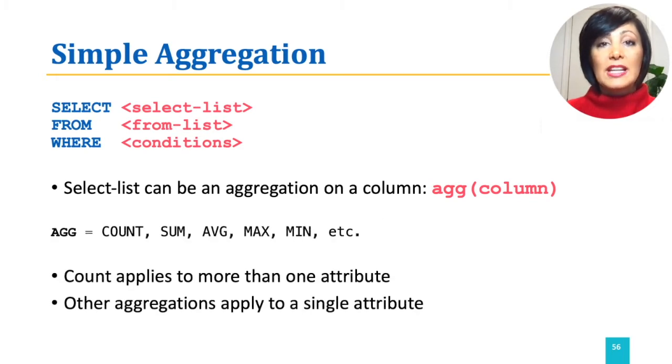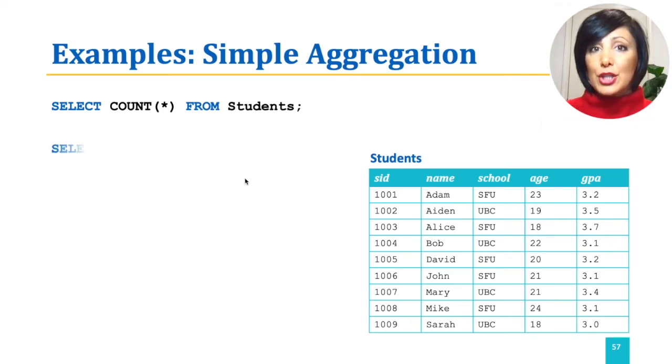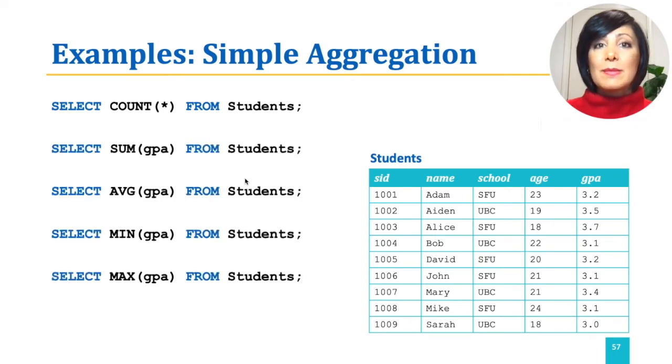Aggregates can include count, sum, average, maximum, or minimum of values in a column. Most of these aggregators, except for count, apply on the values of a single column. In our example students table, we can count the number of rows using the statement select count(*) from students. We can also find the sum, average, minimum, or maximum of GPA values for all of the students. This could be done by queries including aggregate values on the GPA column.